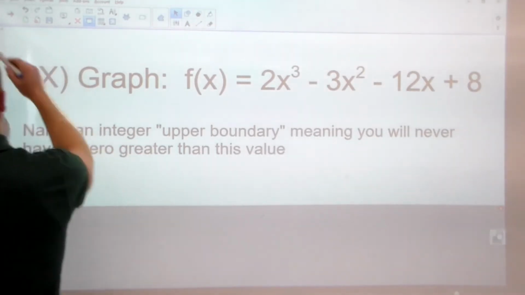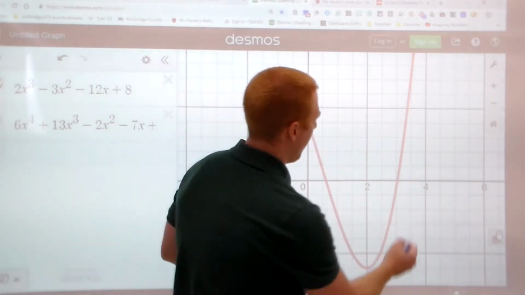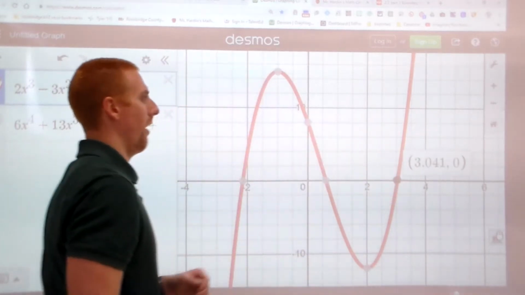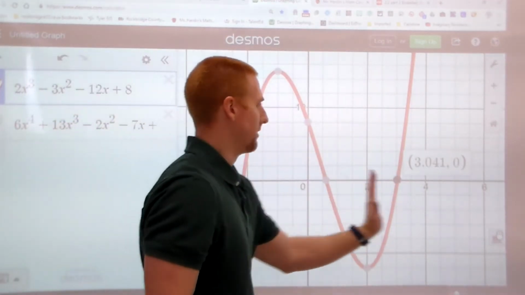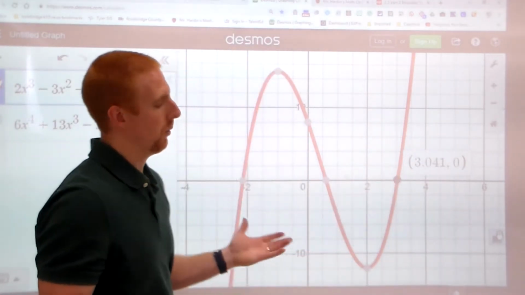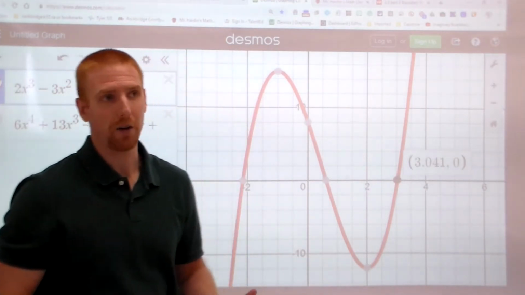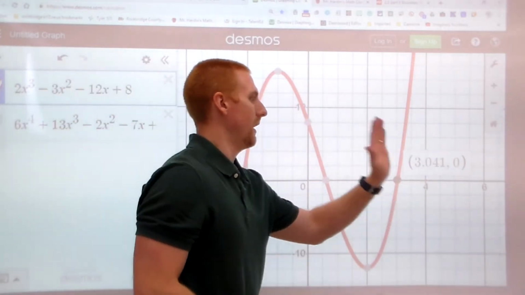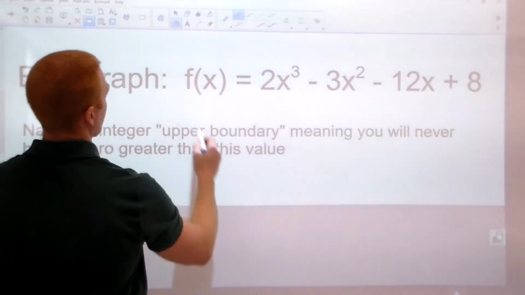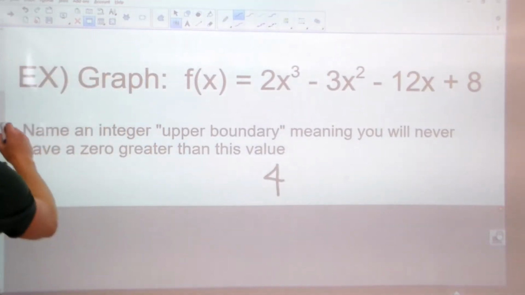So let's take a look at the graph and see what might qualify. If I'm going to cheat, I'm going to use Desmos: 3.04 and some odd change. That's the last positive zero we're going to have. So I'm going to pick 4 as an integer value and say, looking at the graph, I know we're going to get into how to do it without a calculator, but looking at the graph, there's nothing past 4. That's not going to have a boundary past that. So I'm going to go ahead and say 4 for now. It's really so I've got something concrete to do the math with in just a minute.